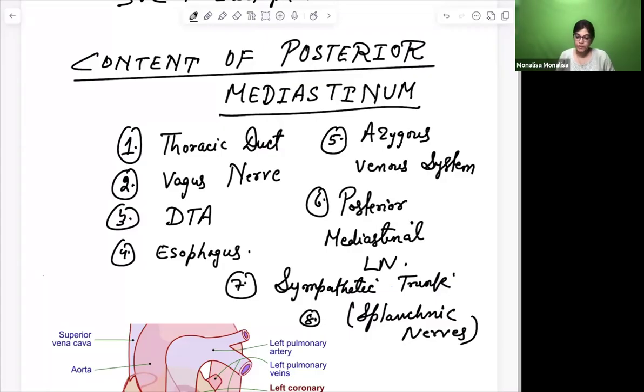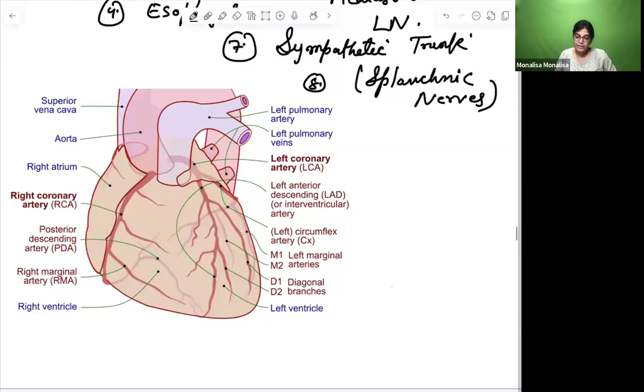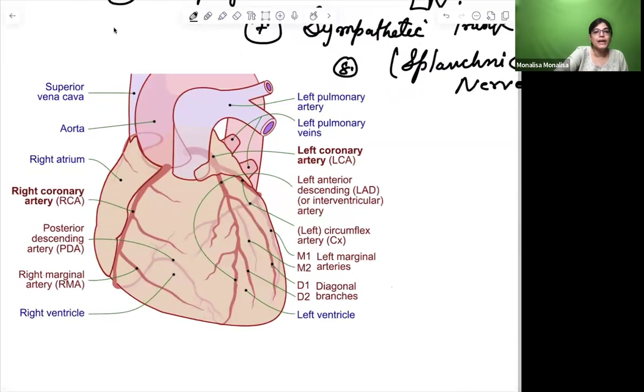All these are the contents of posterior mediastinum. Now coming to coronary arteries. How many coronary arteries are there? We have got right and left coronary arteries. So how many coronary arteries? We have got left coronary artery and we have got right coronary artery.